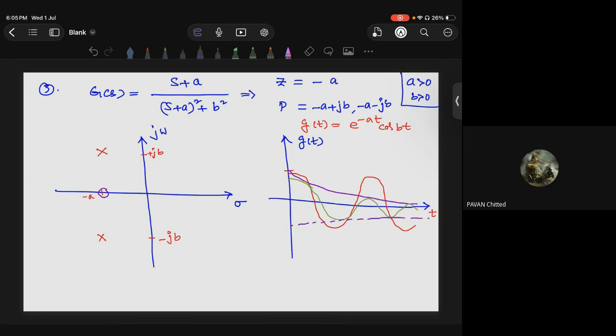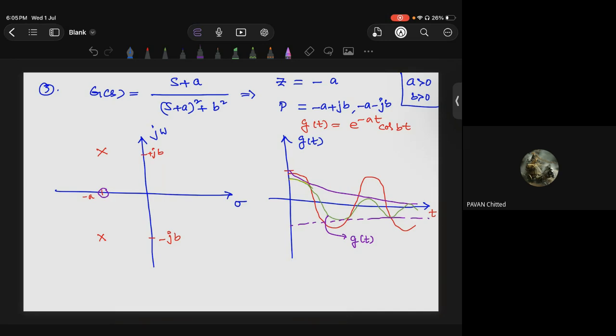Am I correct? This green one is your g of t. Now you see what is happening. It is an exponentially decreasing sinusoidal. Correct? Exponentially decreasing. At some point, after a long time, it will become zero. Correct? This is an exponentially decreasing sinusoidal.